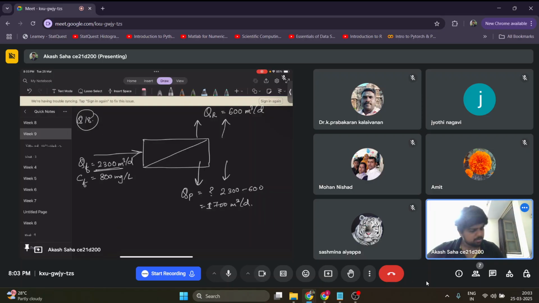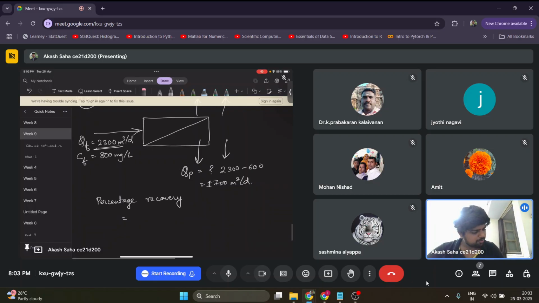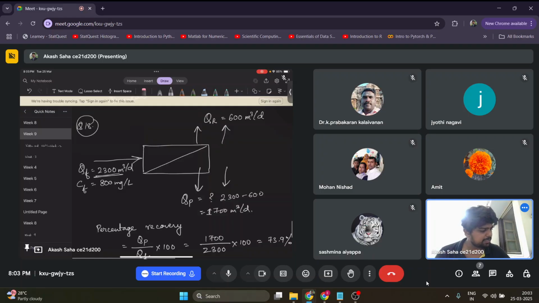So here the first question was the percentage recovery. Percentage recovery is nothing but the ratio of the permeate to the feed. So it will be 1700 by 2300 into 100, equal to 73.9%.